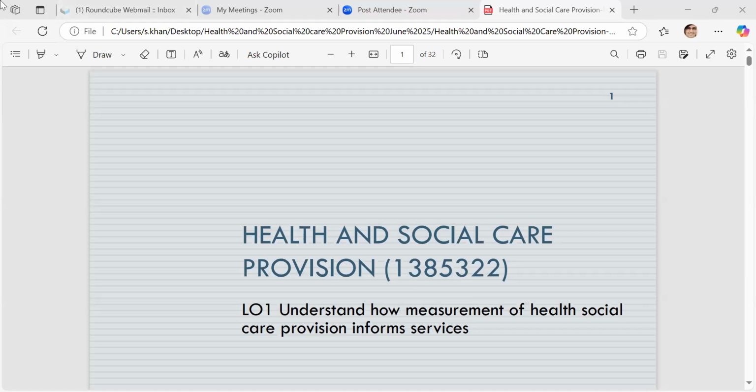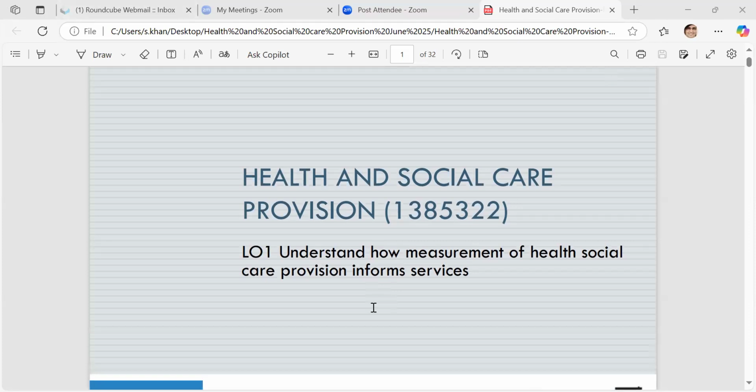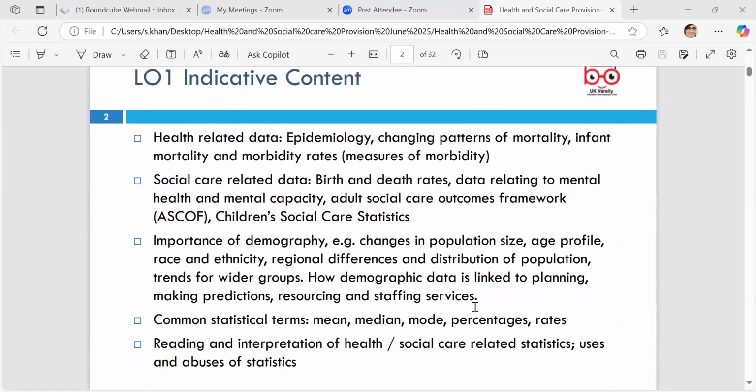Okay, good. Thank you. The first learning outcome we're doing is to understand how measurement of health and social care provision informs services. This is looking at data. We look at the health related data, which is epidemiology, changing patterns in mortality, things like infant mortality. We look at social care related data, so birth and death rates, and data relating to people with mental health and mental capacity. We also look at the importance of demography, changes in population, age population, race and ethnicity, and common statistic means: mean, median, mode, and percentage. And we look at the health and social care statistics.